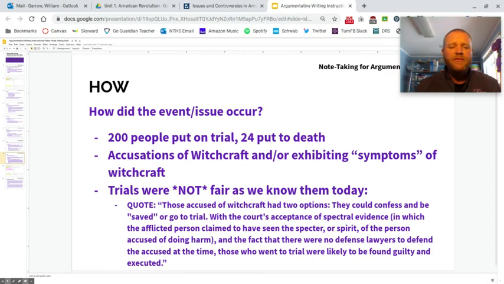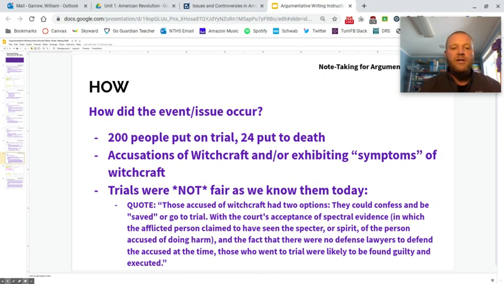And then the next piece, of course, is the how. Okay, and this is kind of the nuts and bolts of the issue from that perspective. So how did it occur? They put 200 people on trial over the course of many months, and they ended up killing 24 of them. And they accused them of witchcraft for exhibiting these symptoms.